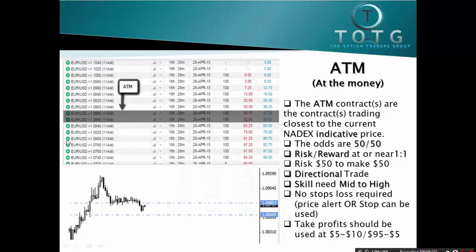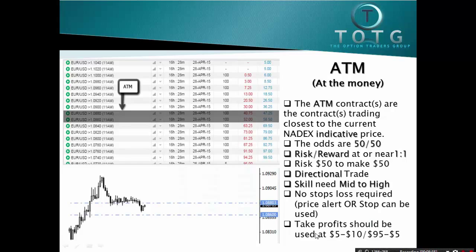But again, for the example, you're going to buy at 50 and get stopped out at 50. Your risk is really zero at that point, and your reward would be $50 if it does finish in your favor. So you can get yourself into a no risk situation on these pretty quickly.